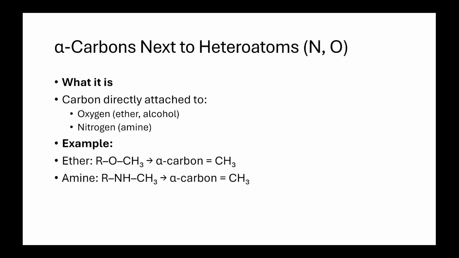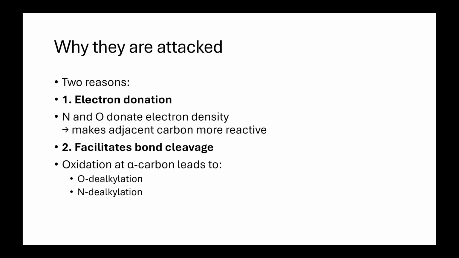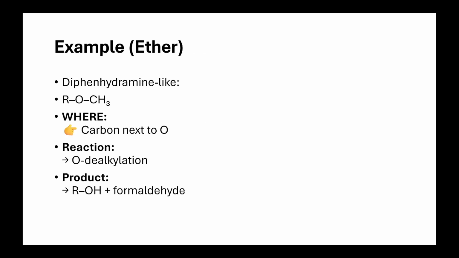Next, we have alpha carbons next to heteroatoms. So heteroatoms, such as nitrogen and oxygen, these are rich in electrons. So carbons directly attached to oxygen or nitrogen can be oxidized. They are attacked primarily because nitrogen and oxygen donate electron density and make the adjacent carbon more reactive. And it also facilitates bond cleavage. Oxidation of the alpha carbon leads to O-dealkylation and N-dealkylation. Take for example, we have ether.